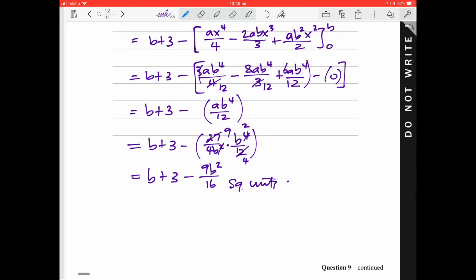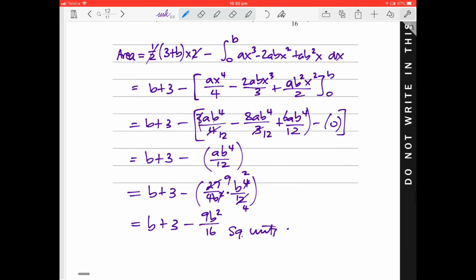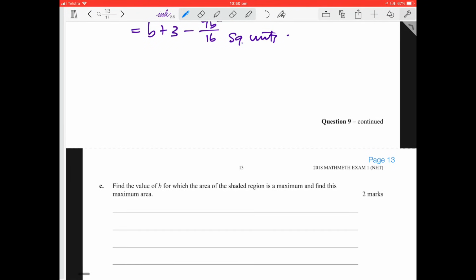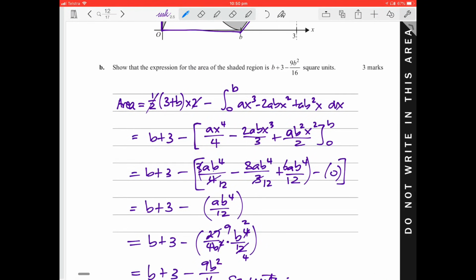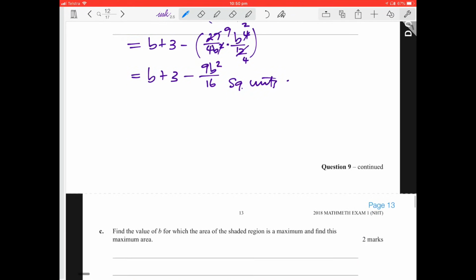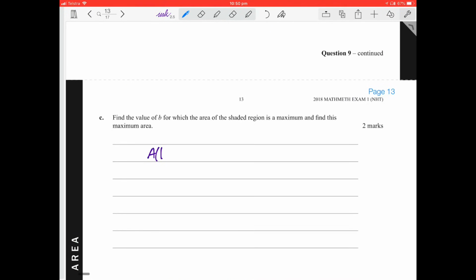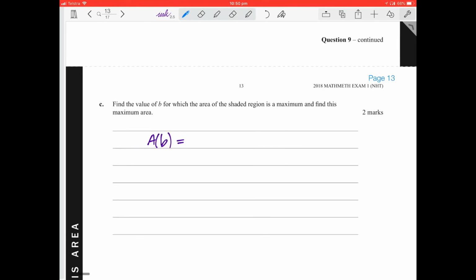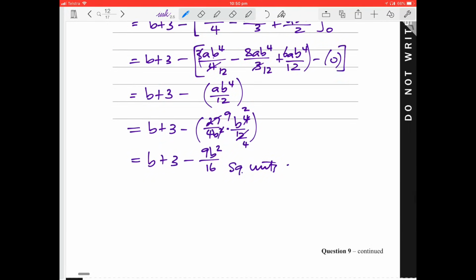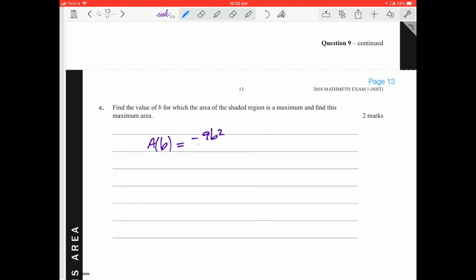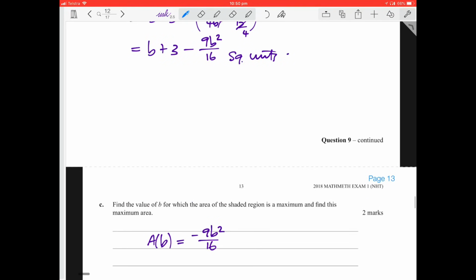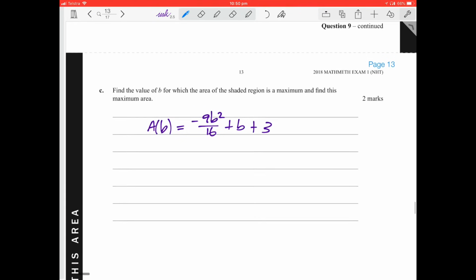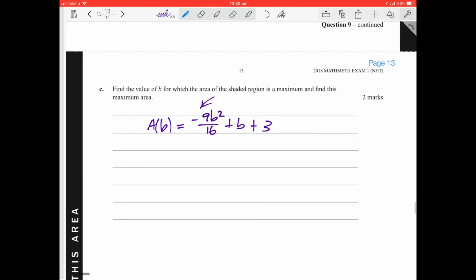Find this maximum area. Okay, so we've got, what did we call it? Expression for the shaded region. So we're going to say A of b is negative 9b squared on 16 plus b plus 3. Now we know this is a maximum graph because it's a negative b squared.